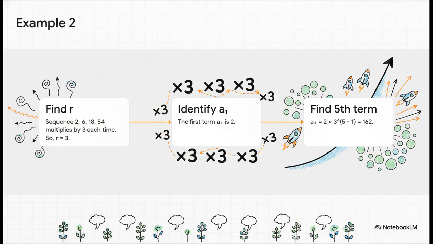We plug it in. The fifth term equals 2 times 3 to the power of 5 minus 1. 5 minus 1 is 4, so really it's 2 times 3 to the fourth power. 3 to the fourth power is 81. Multiply that by our starting 2, and we get 162. Notice how ridiculously fast geometric sequences grow? This formula perfectly handles these large exponential jumps, saving you what would be a massive amount of manual calculating.